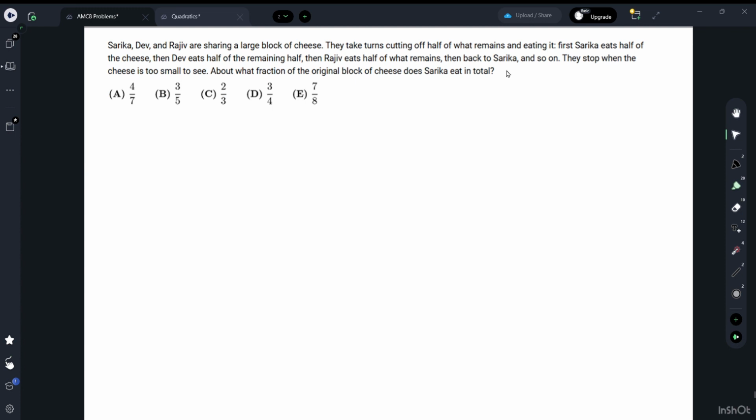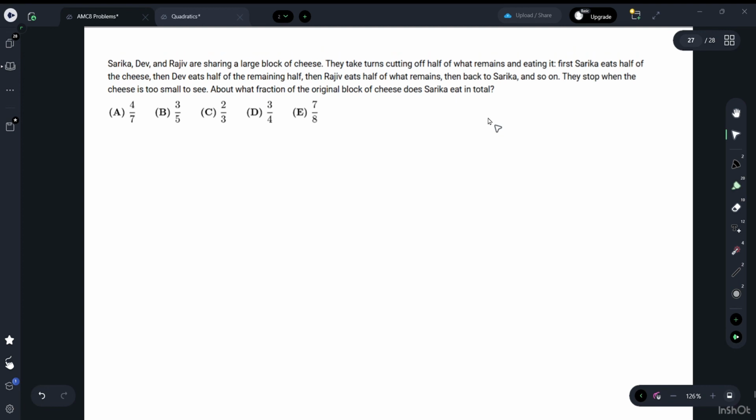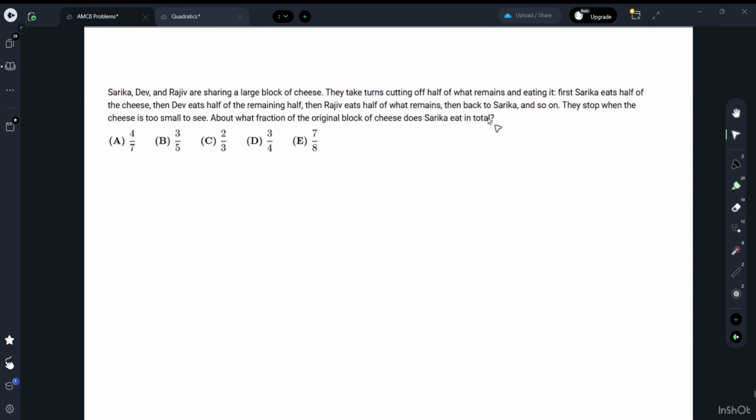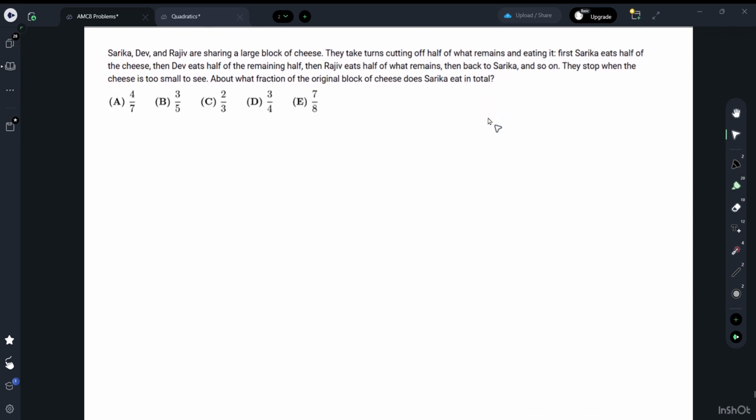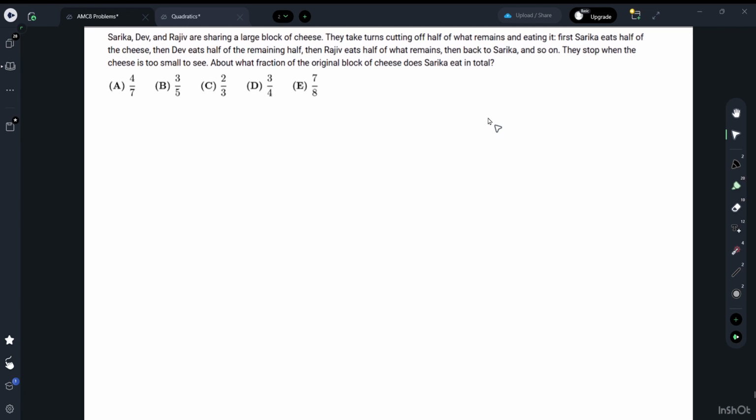Hey guys, today we'll be working on problem 20 of the new AMC8 2025. So let's see, the problem says, Sarika, Dev, and Rajiv are sharing a large block of cheese. They take turns cutting half of what remains and eating it. First, Sarika eats half of the cheese, then Dev eats half of the remaining half, and Rajiv eats half of what remains. Then back to Sarika, and so on. They stop when the cheese is too small to see. About what fraction of the original block of cheese does Sarika eat in total?